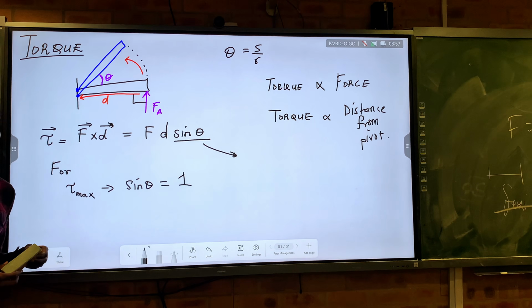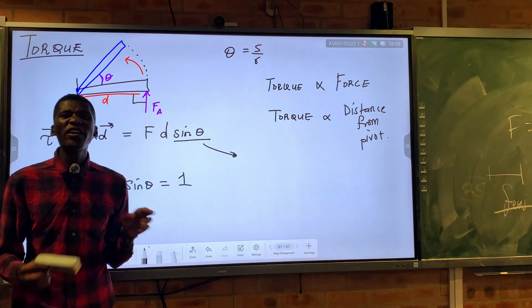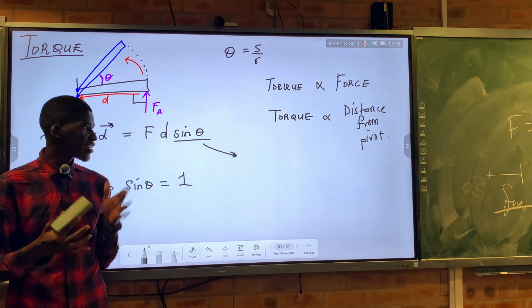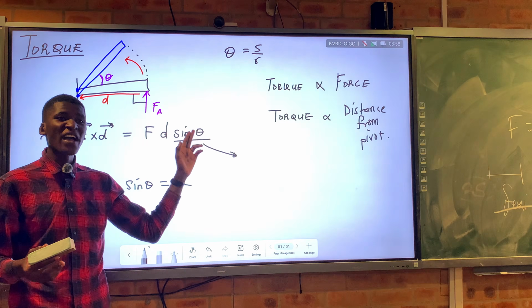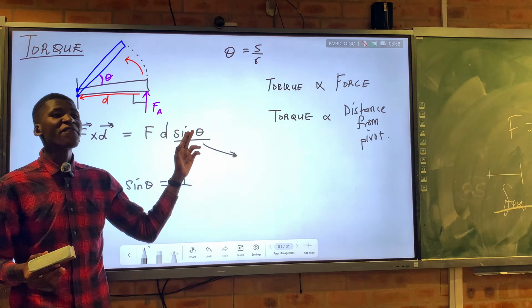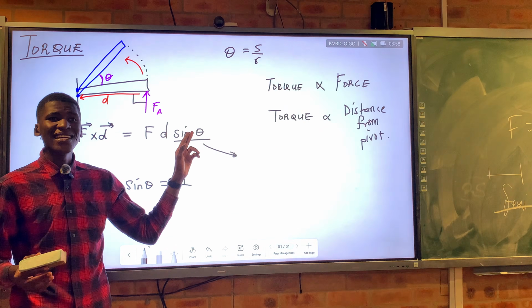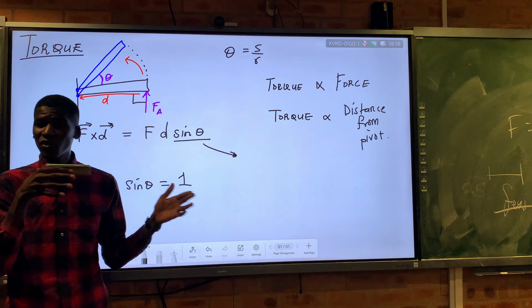Because any other angle theta you put in here is going to give you a value that is less than 1. I'm sure you already know trigonometry. If I put 90 degrees, it is 1. If I put 45 degrees, it's going to be less than 1. If I put 130 degrees, it's going to be less than 1. I'm sure you know your reduction formula, so it's equal to sine of 180 minus 130.